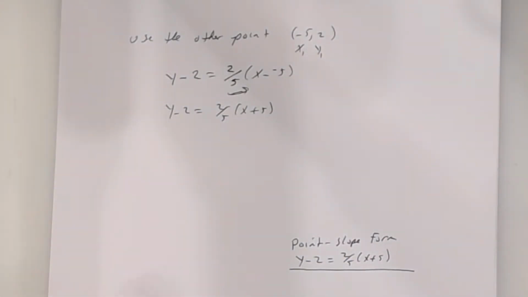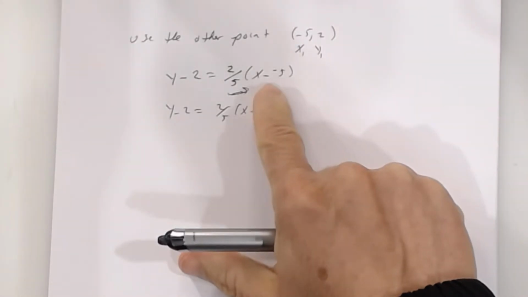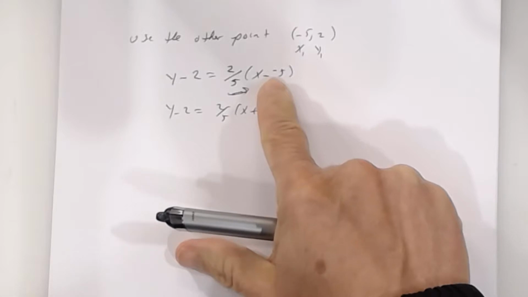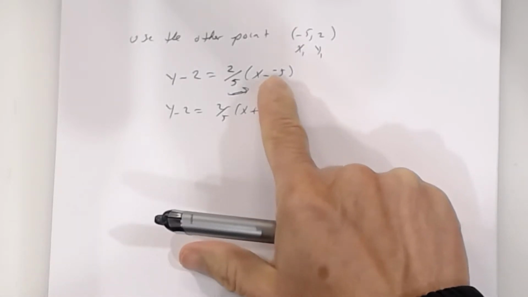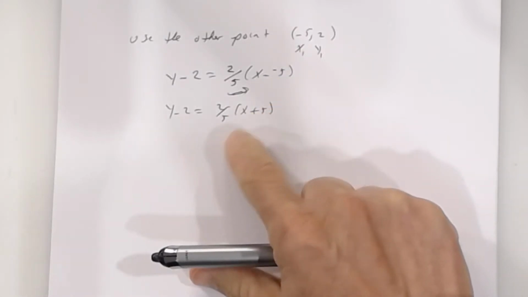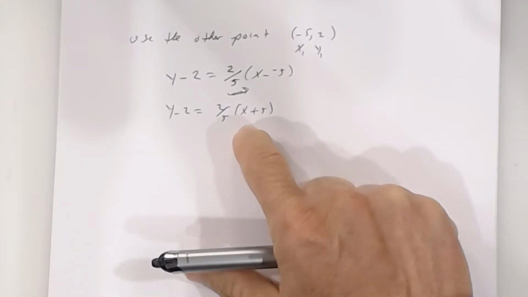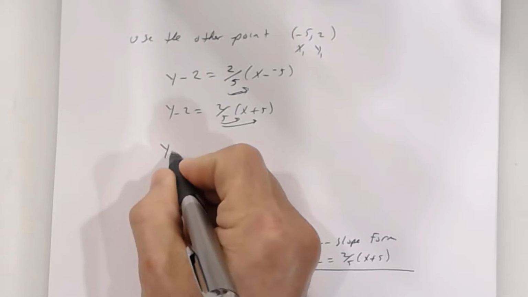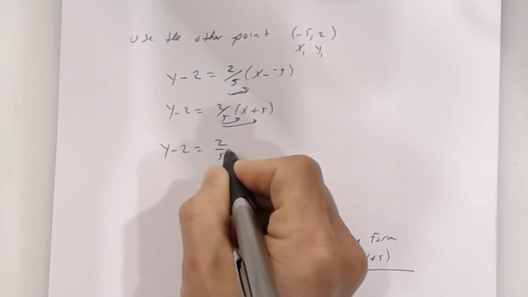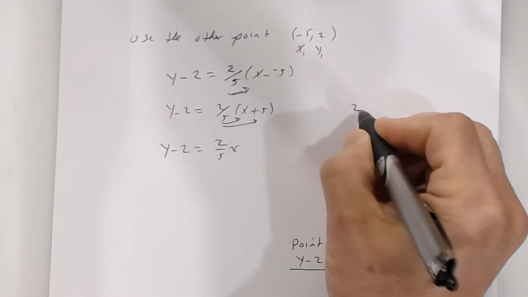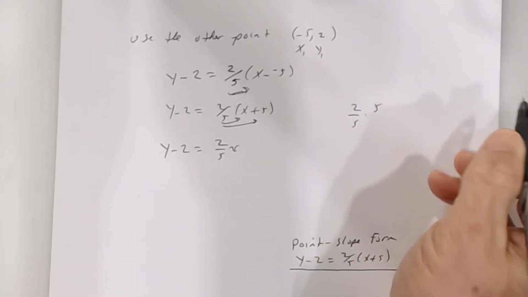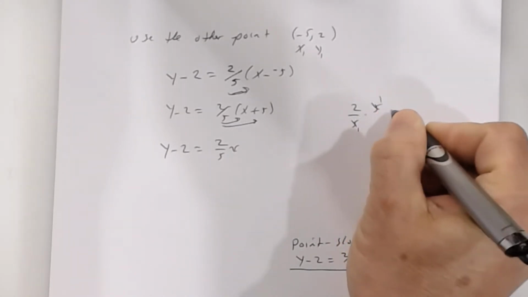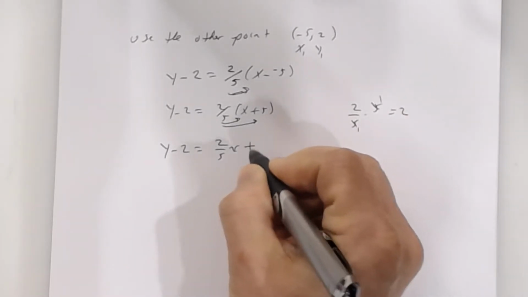Don't distribute with it looking like this, because you are going to mess up. You must rewrite x subtract a -5 as what? X plus 5. Then you distribute. So if I distribute, I get y minus 2 equals 2/5 x. And then what's 2/5 times a positive 5? It's just 2, right? So plus 2.